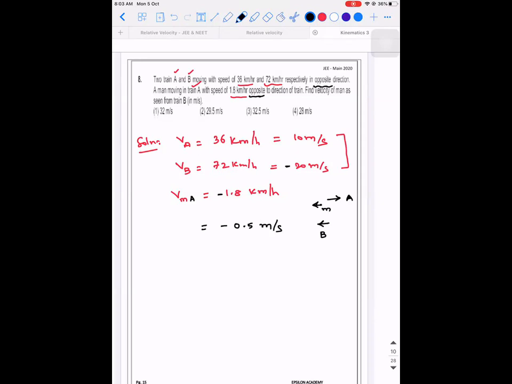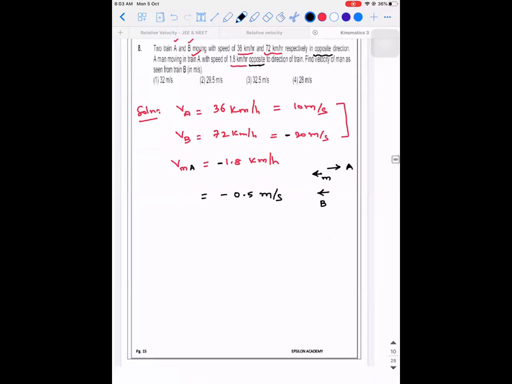Right? Now what are they asking? The question has become simple. They're asking velocity of the man with respect to B. Velocity of man with respect to B is velocity of man minus velocity of B. Correct? So what is the velocity of man? Velocity of the man is velocity of man with respect to A plus velocity of A minus Vp. So what is the velocity of man with respect to A? It is minus 1.8 plus velocity of A is 10 meter per second minus, what is the velocity of B? Minus 20.